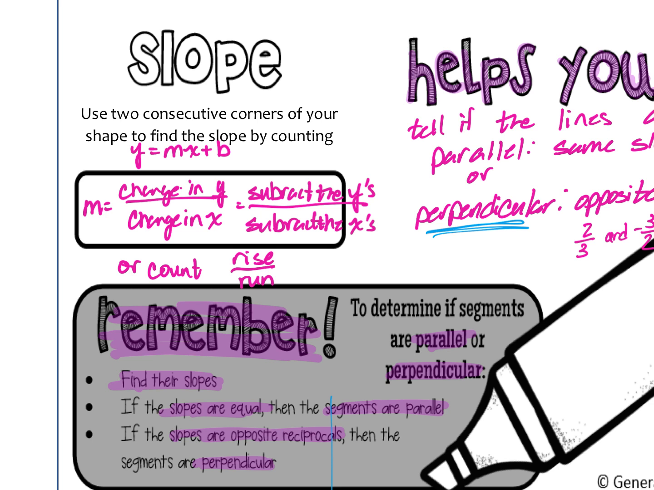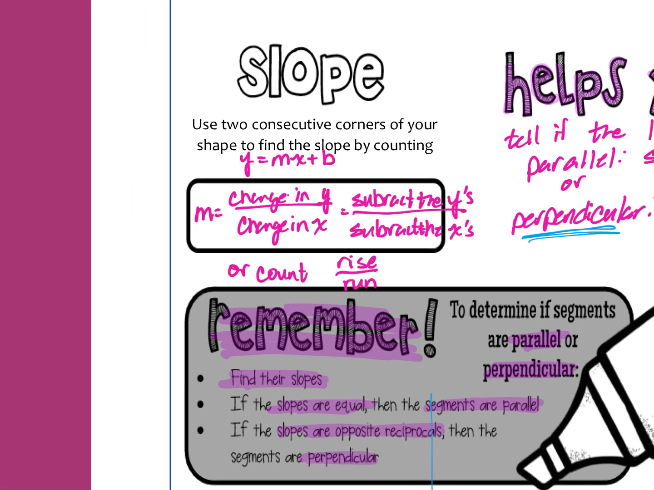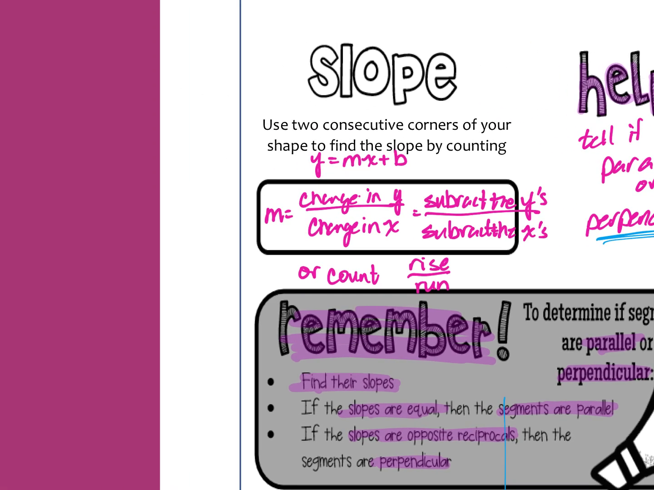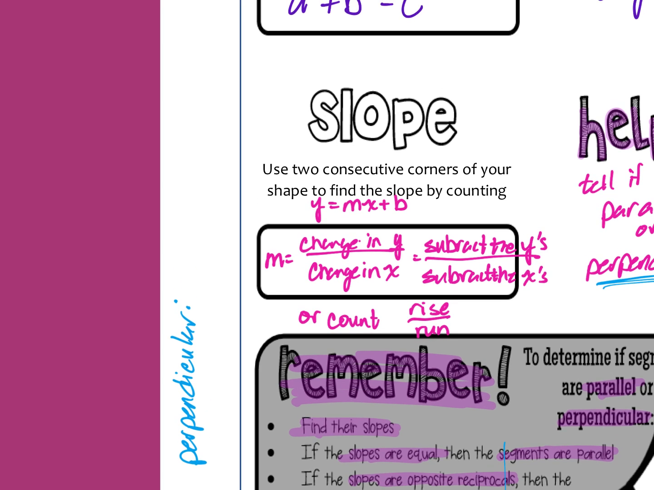Not what tells that they're perpendicular, but what does the word actually mean? What does it actually mean? Perpendicular. Can I come over here and write it? We did actually write this down, by the way. Perpendicular means two lines that form 90-degree angles. That's what perpendicular actually means.